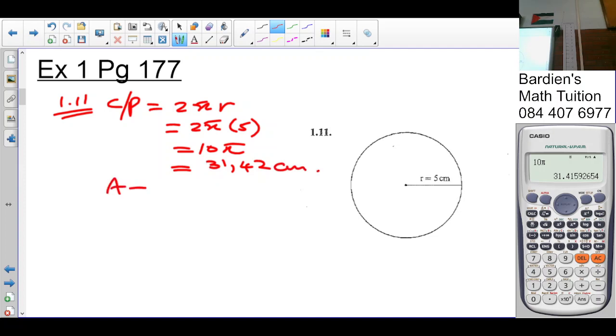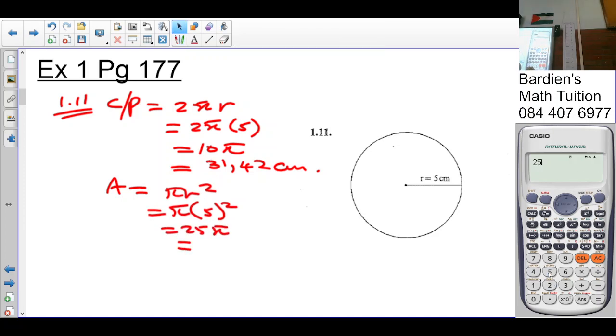Okay, area. So you see there's 2 marks for that. One for substitution correctly into the correct formula, and 1 mark for the answer. So if you don't give the answer, you lose the mark. Area of a circle, so it's pi, my radius is 5 squared. So it's 25 pi. 25 pi gives us 78,54 centimeters. Okay.